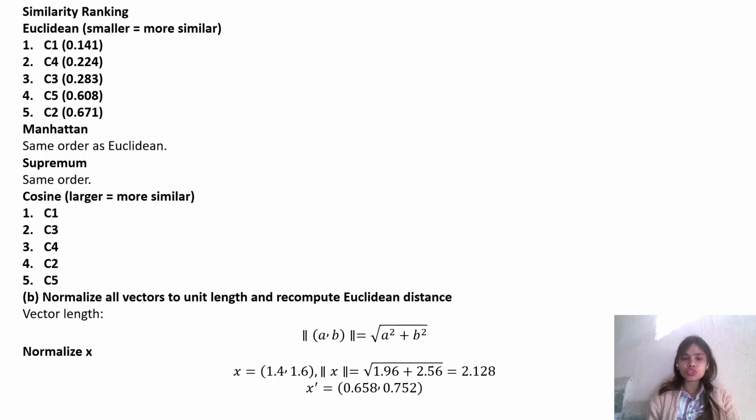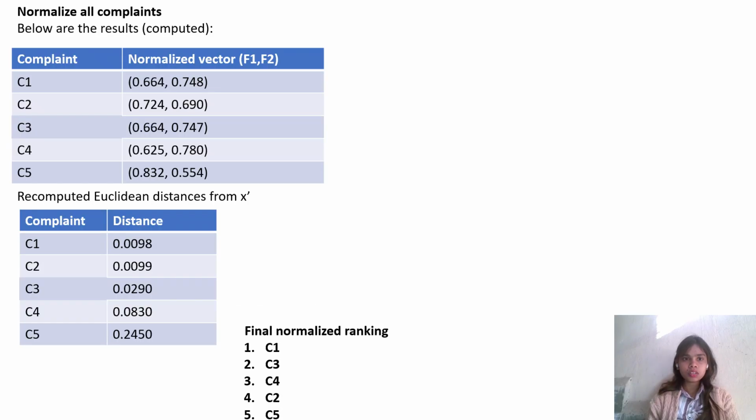Normalization of all vectors to unit length, then recompute the distance. X normalized equals (0.658, 0.752). Normalize all complaints. Below are the results. Normalized vectors: C1 equals (0.664, 0.748). C2 equals (0.724, 0.690). C3 (0.664, 0.747). C4 (0.625, 0.780). C5 (0.832, 0.554).